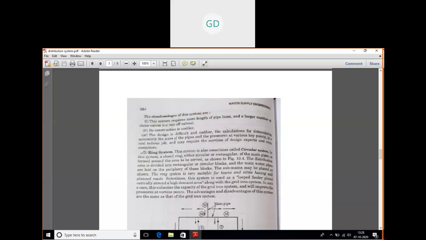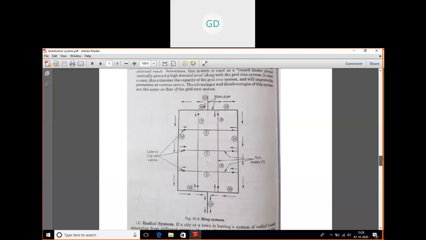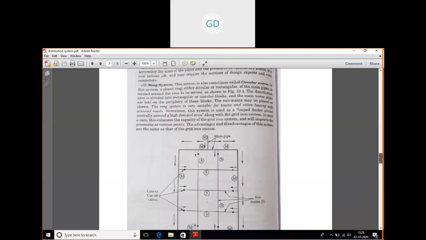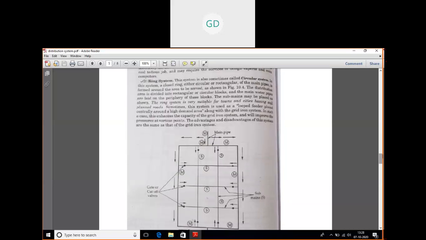Okay, so number three is your ring system. Here you can see it is a kind of circular, or it is also sometimes known as your circular system, or a closed ring. Suppose why I am telling you here, you see here.